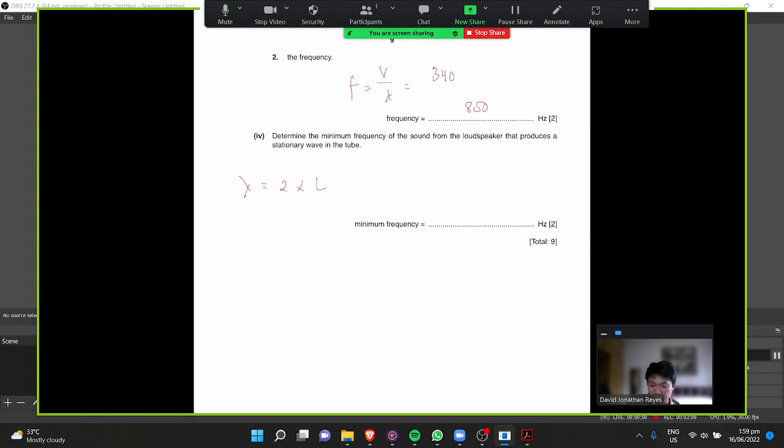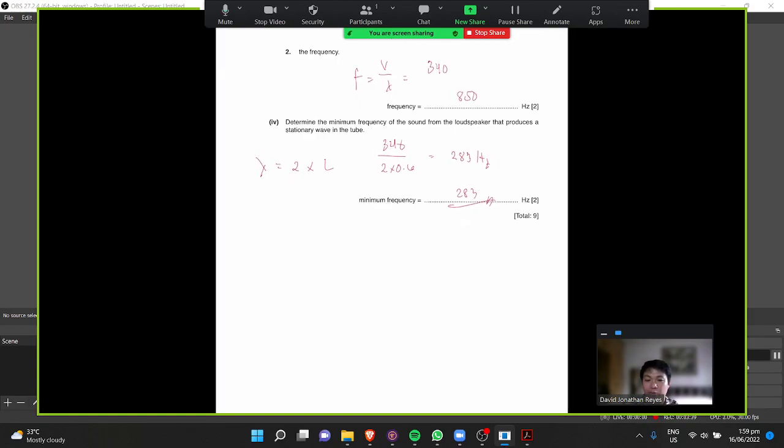Then of course solve that using your proper values. So that's 340 over 2 times 0.6. 340 divided by 2 times 0.6. You will get 283 hertz. So this is now your simplest loud sound that will be produced with a stationary wave for this problem. This is how you solve this question.